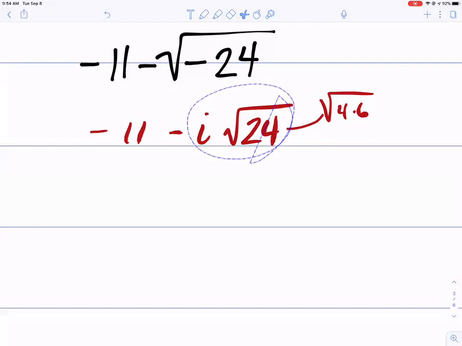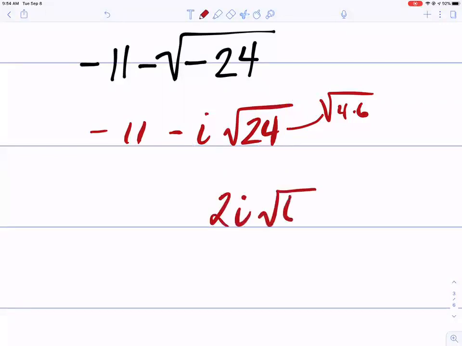So I've got an i. What's the number that I now have on the outside? A 2. So I have a 2 and an i outside. Would you rather write i2 or 2i outside? 2i is the prettier. So we've got a 2i outside and we have our root 6 that still has to stay inside. The 2 came from the square root of 4.